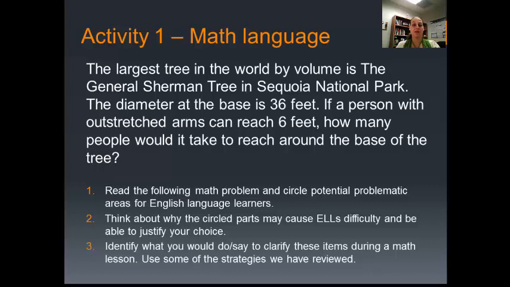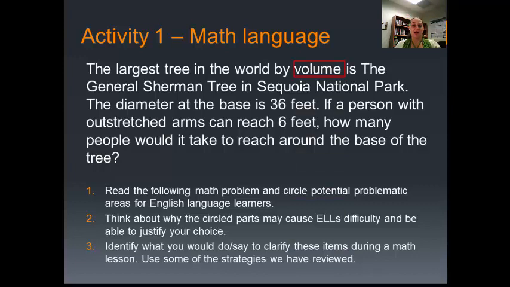Okay, so I'm going to give you a moment. You can pause the video, read through the question, think about what aspects of this question would be problematic for ELLs and why. And then we're going to talk about what we could do instead. Okay, so let's go through it.